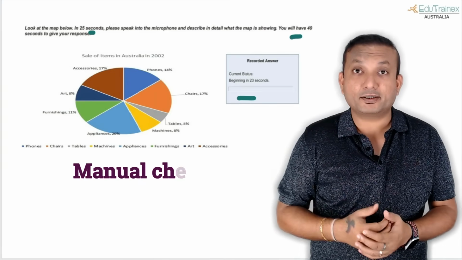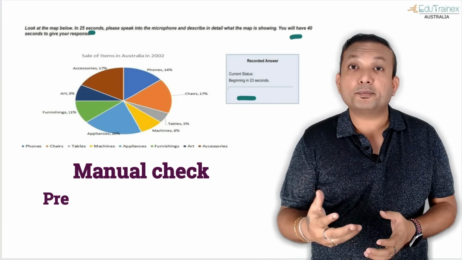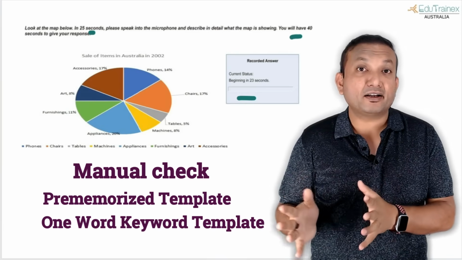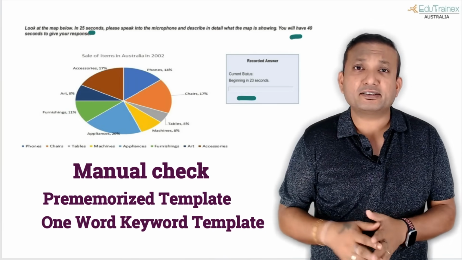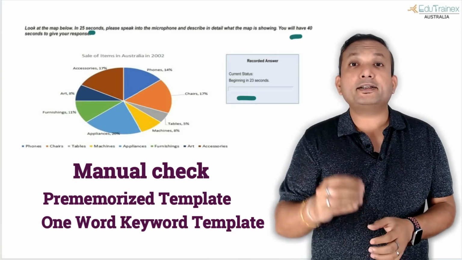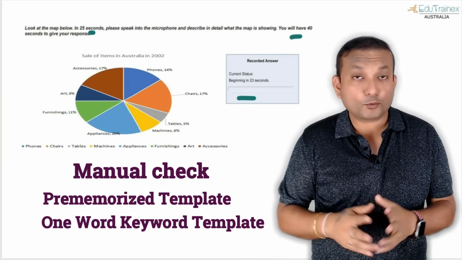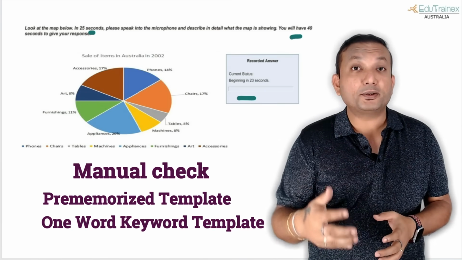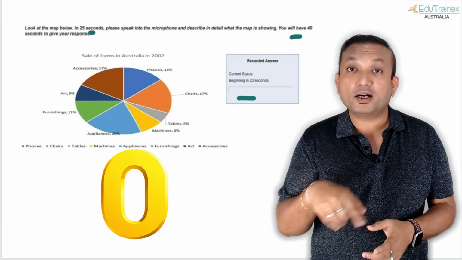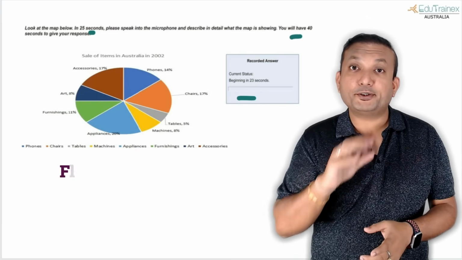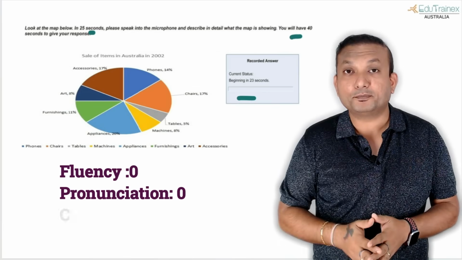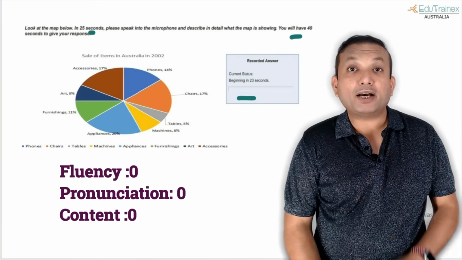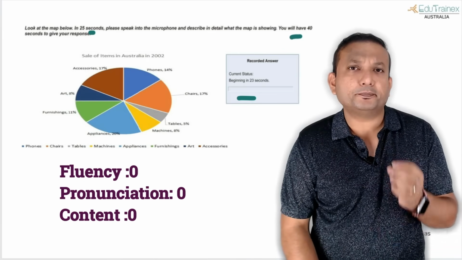So if they suspect that your answer is using some pre-memorized template or one-word keyword templates, or you're not speaking enough, less than 25 seconds or 20 seconds, not more than 30 seconds, then it is going to a manual check. And what we have observed is that even if you are speaking for 25 seconds and even if you are speaking good answers, they are going to give you a 0 for everything. Fluency 0, pronunciation 0, and content 0, because they believe the AI's flagging is actually true. So I will cover what exactly you need to do shortly.